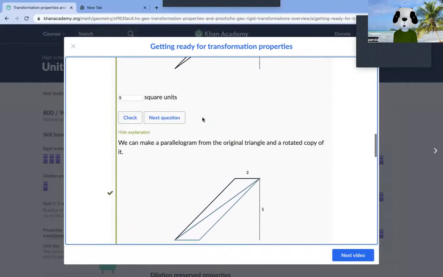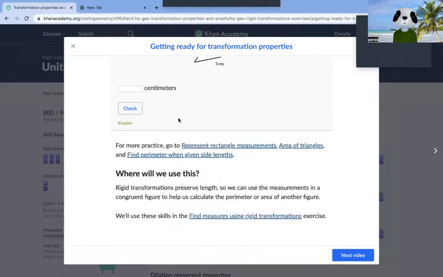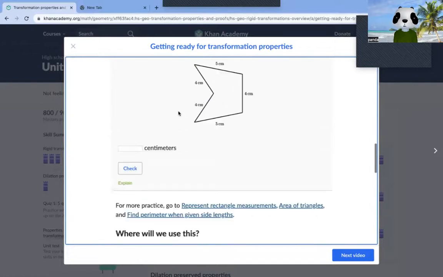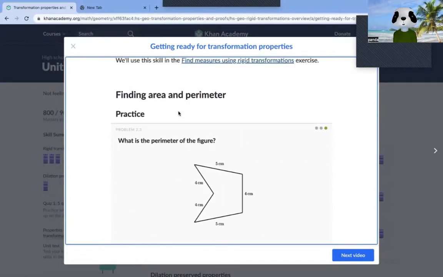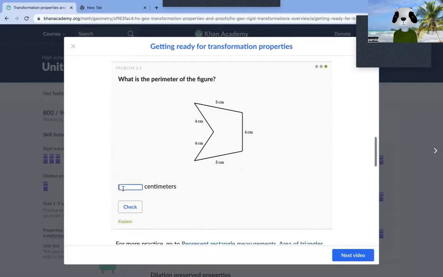Ready for the last one? Oh, yeah. Okay, what's the perimeter of this figure? We see there are two 5s being added together, so it's 2 times 5 equals 10, plus there are three 4s right over here, so 3 times 4 equals 12. Add them together and the answer is 22. And we got it right.